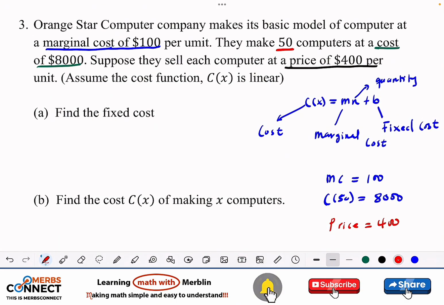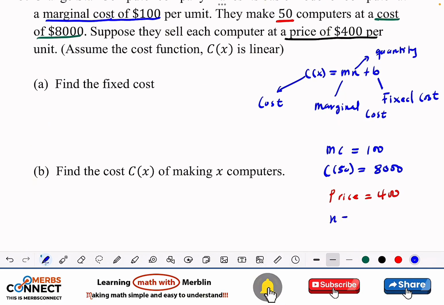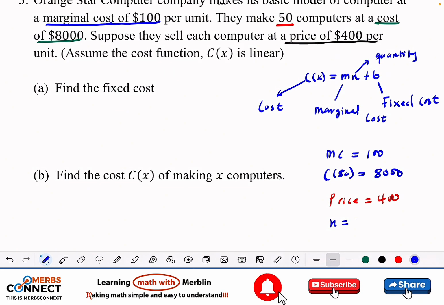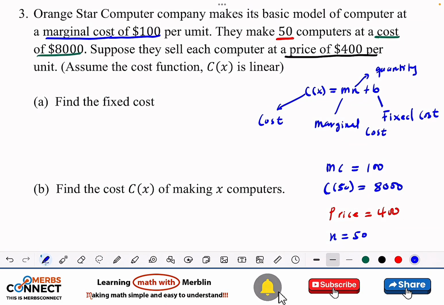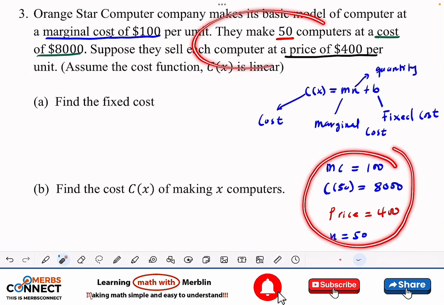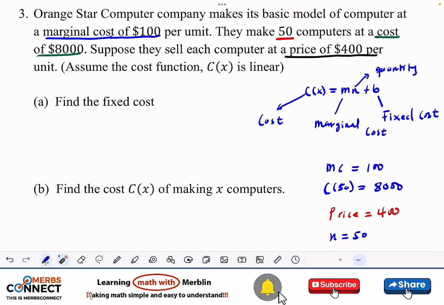What is given again? I think that's all. And then we are given quantity, right? So quantity, which is the x, is equal to 50. So that is the information from this. So how do we find the fixed cost?